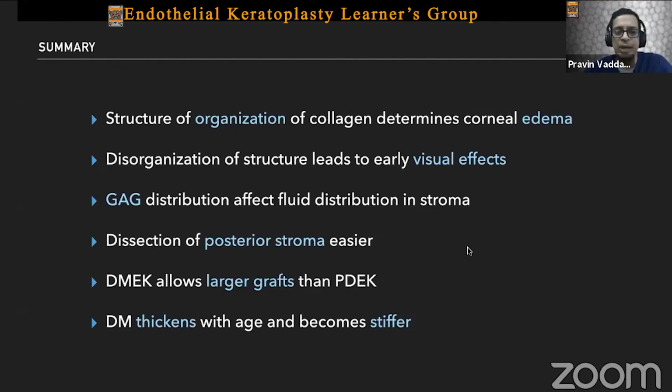When you're trying to do dissection of the posterior stroma, this is easier because of the organization of the lamellae, and so it allows you to do dissection more easily. DMEK allows you to do larger grafts and put in more endothelial cells than PDEK because of the anatomical challenges that occur with the pre-Descemet's layer. And with age, the Descemet's membrane thickens and also becomes stiffer. Especially if you stain it with trypan blue, it tends to become less malleable and more rigid with time.